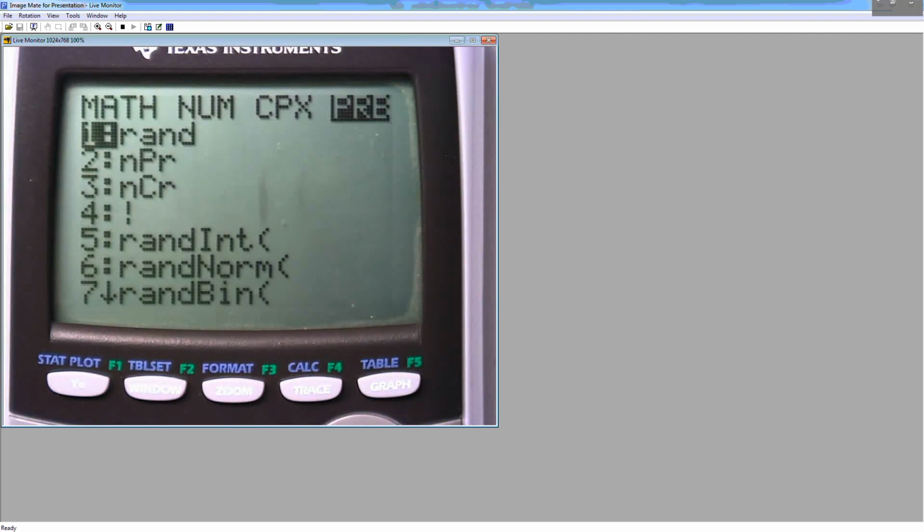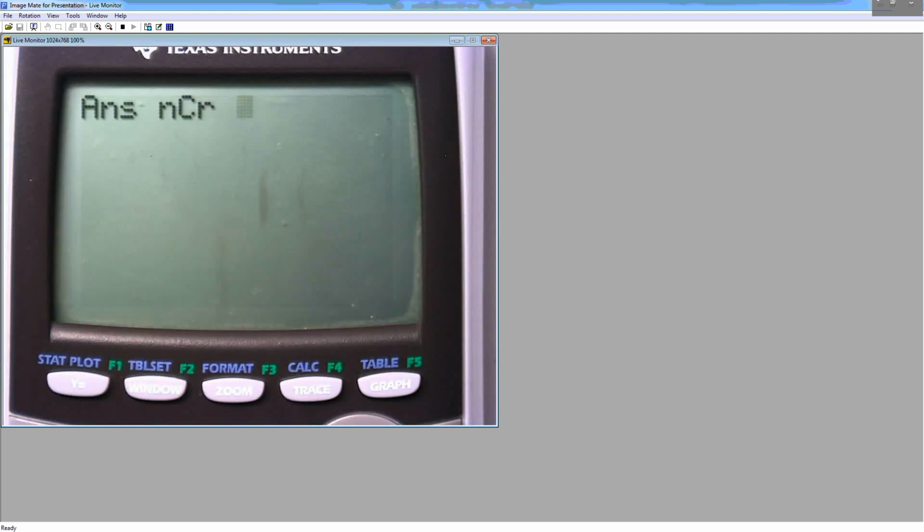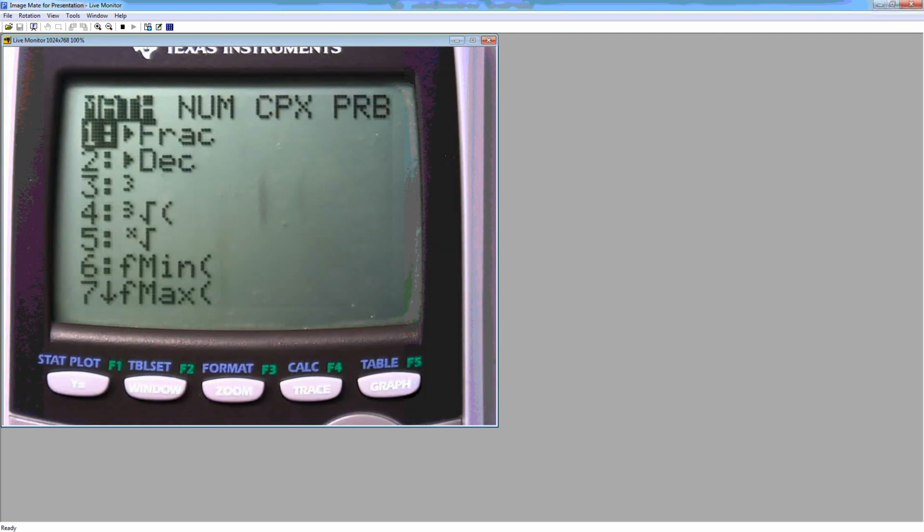And we want to do NCR. Now NCR is the third option. On the 84, it works a little bit differently. You actually don't choose the NCR first. If we're going to do 8 choose 6, you actually hit 8 first. Then you go back and you will find the NCR command.